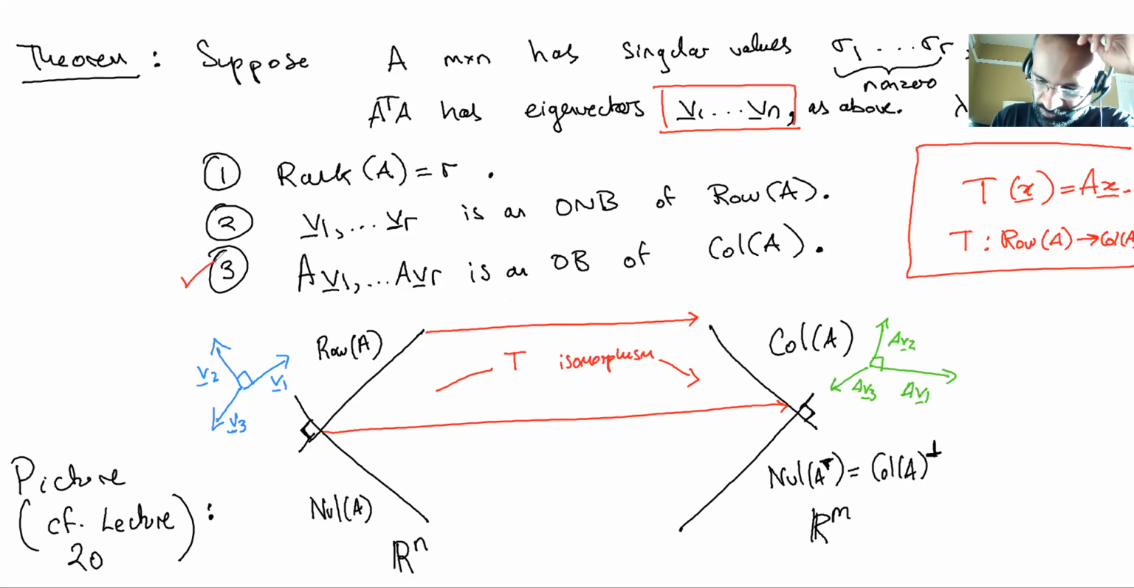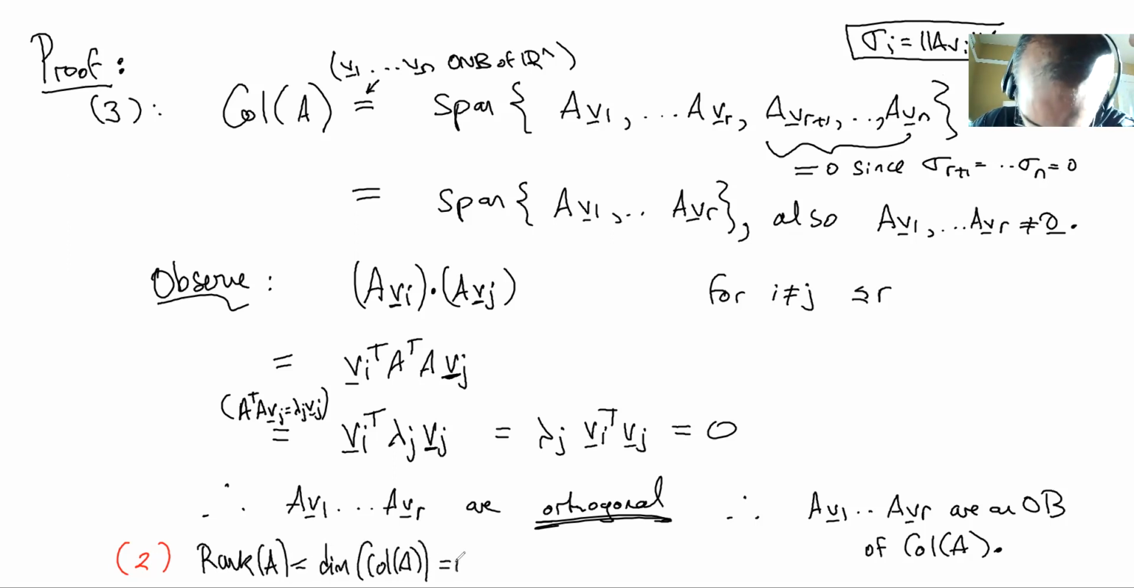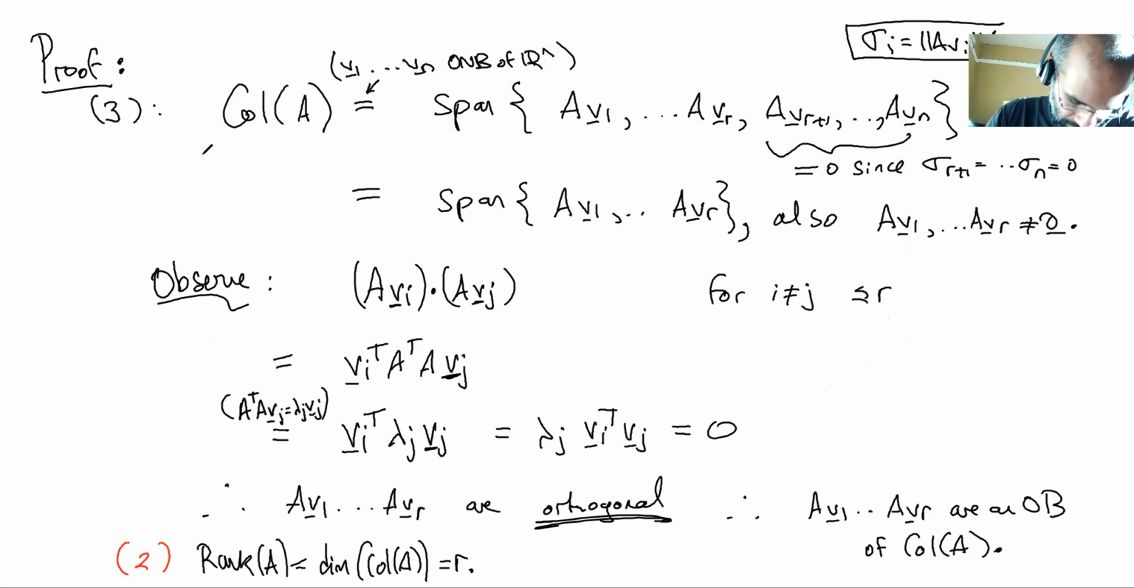And now I have an orthogonal basis of the column space. By the way, this immediately implies item 2. Why does this imply that the rank is R? Because if it's a basis with R elements, then the dimension of its column space has to be equal to that number. Exactly. The rank of A is the dimension of the column space of A, which is equal to R, because I just produced a basis with R elements in it, right? In fact, I produced an orthogonal basis, but it's also a basis. So item 1 is also fine.